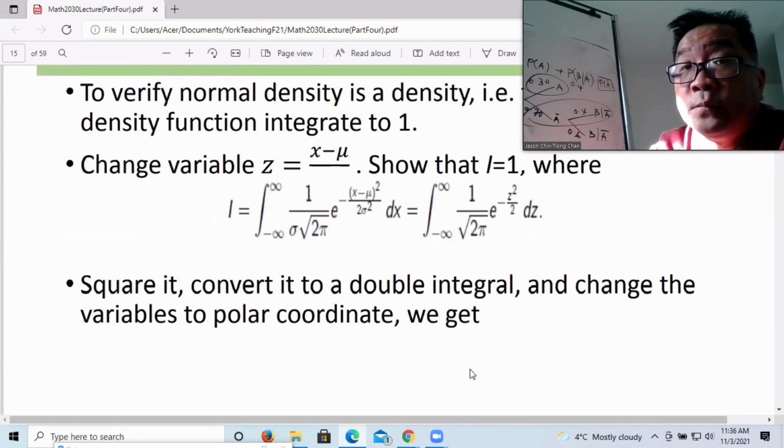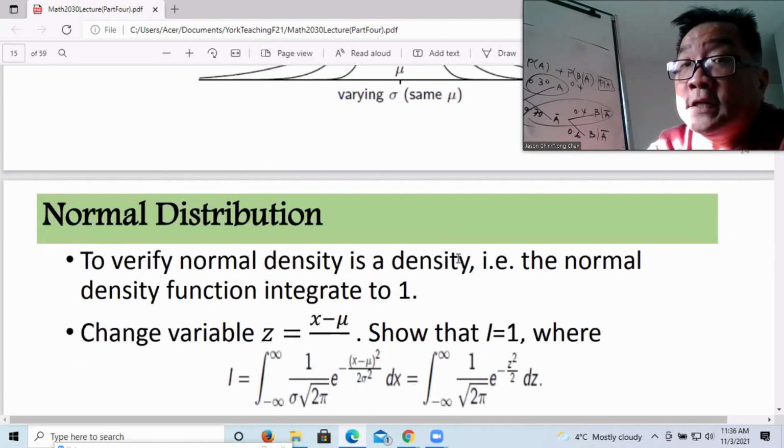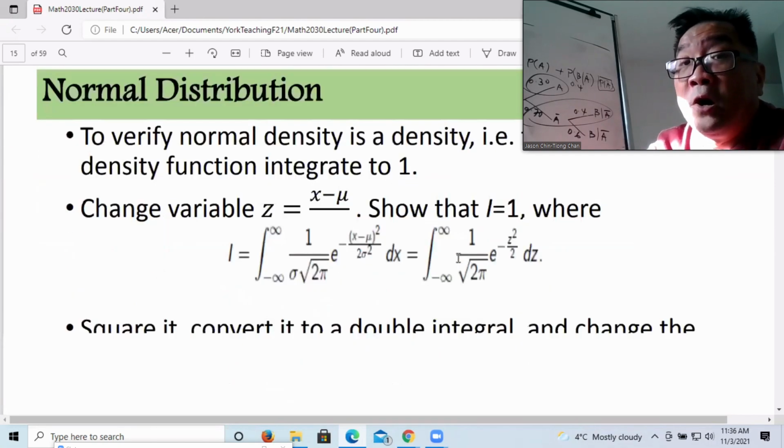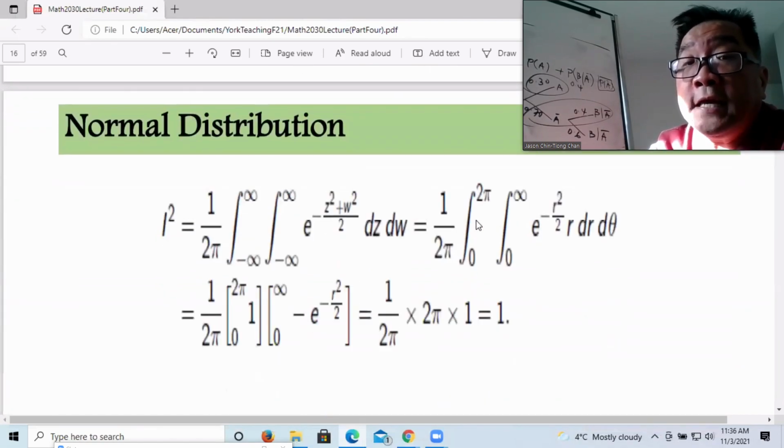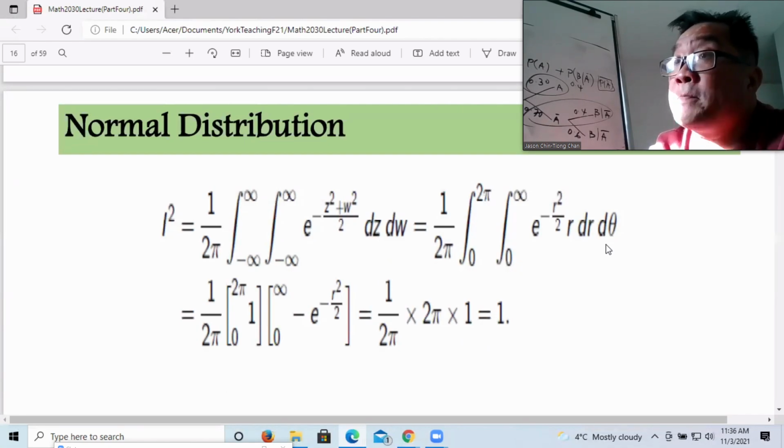I won't ask you because integration of functions is not easy. Integration of those distribution functions is not easy. Integration of a function is easy, but integration of a distribution function is not easy. This is one example for the normal, because normal is under continuous distributions. This is the way to do the double integration, and at the end you get 1. The process, no need to worry. I won't ask you in your test or your final exam.